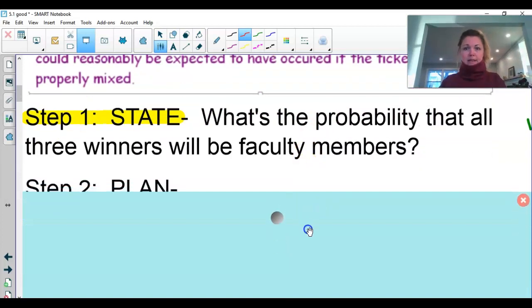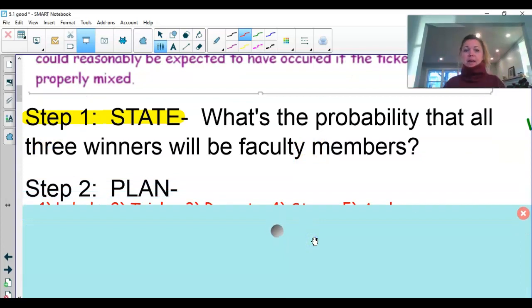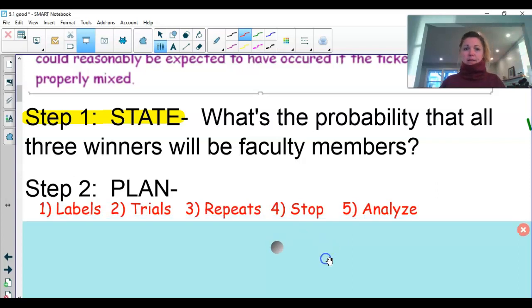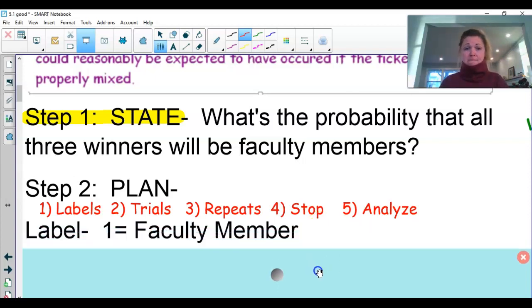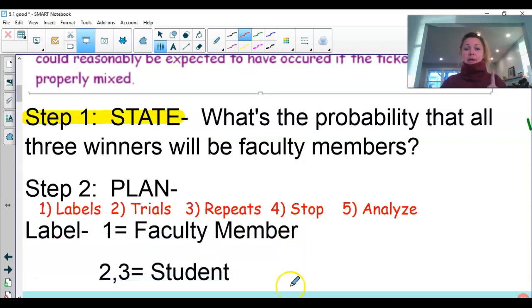Next, step 2 is our plan. In this step, I am looking for some things: labels, trials, repeats, stop, and analyze. How are you going to simulate pulling tickets out of a big jar? Label. We have a faculty member and we have students. I am labeling a faculty member 1 and a student 2 and 3.